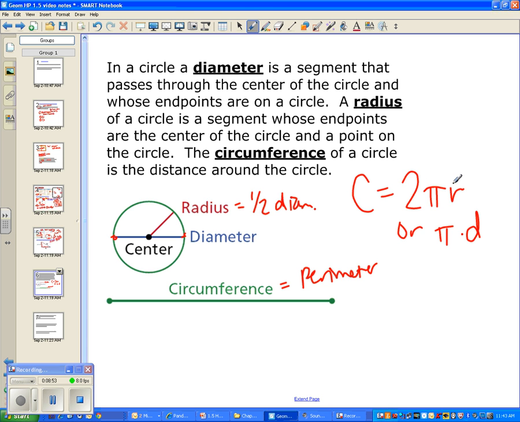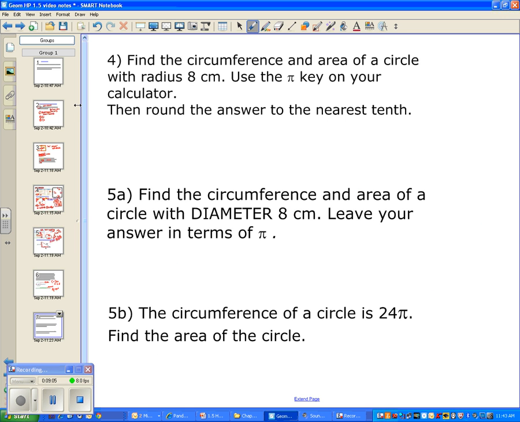What are 2 radii going to make? It's going to make a diameter. So that's why these 2 things are exactly the same. Area formula for a circle, and I go area and then I draw a little circle, is pi r squared. Boom, those are the 2 formulas we're going to need. Here is my final example I'm going to do with you guys. Find the circumference and area of a circle with radius 8 centimeters.